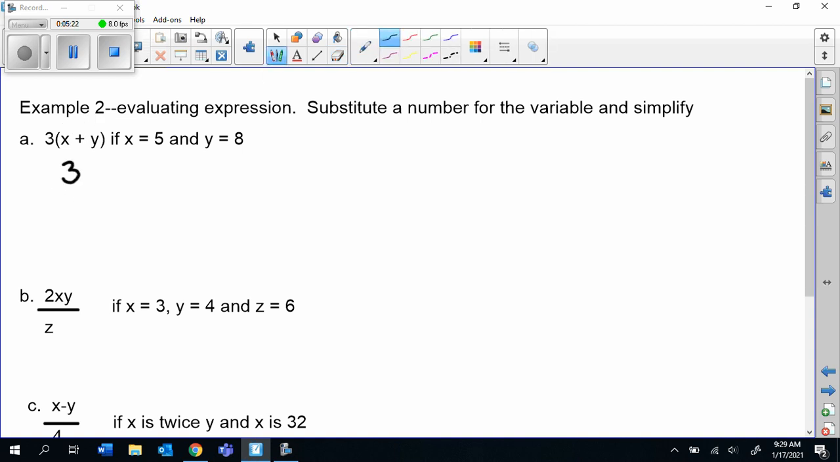So I'm going to go 3 parentheses 5 plus 8. And we have, this doesn't come up. This chapter is kind of like you're always putting the cart before the horse a little bit. So we haven't done order of operations yet. That's in 1.8, but we are going to add these parentheses before we multiply by 3. So 5 plus 8 is 13. And 3 times 13 is 39. And our final answer is 39.